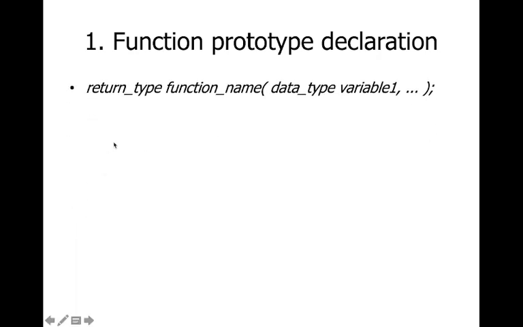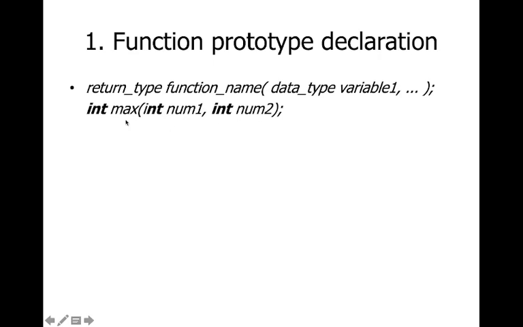So you'll see how to declare a function. This is the syntax for function prototype declaration. There should be a return type, then a function name. We can give any function name. Then inside brackets, the data type of that variable, then the variable name. You can give data type variable 1 comma data type variable 2; like that any number of variables can be given.